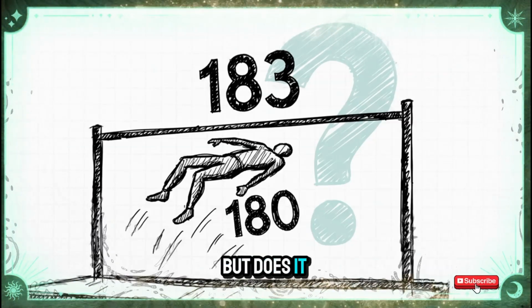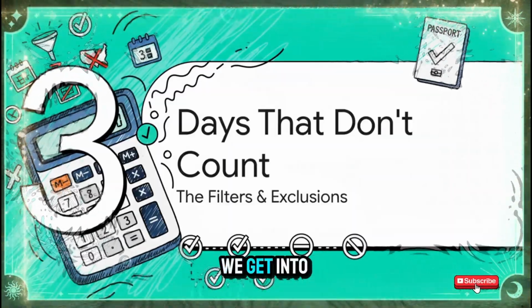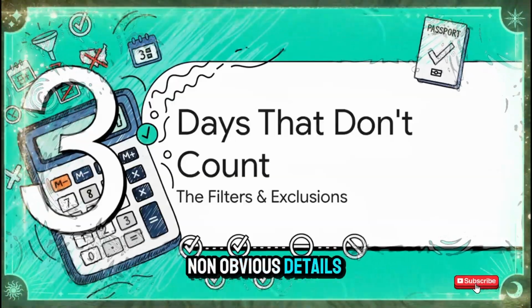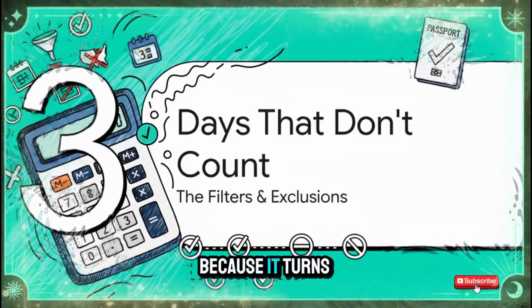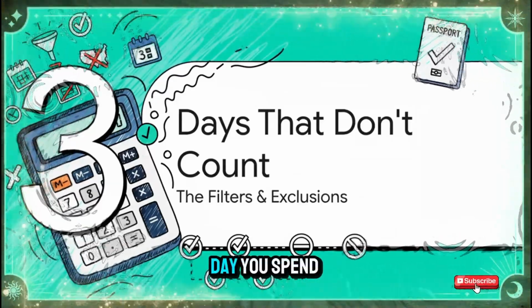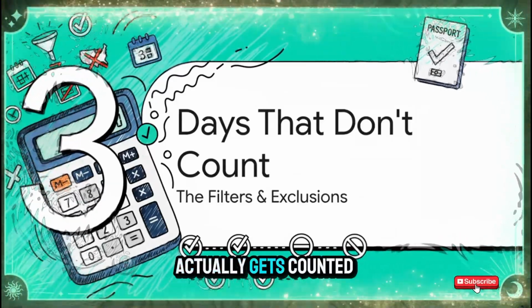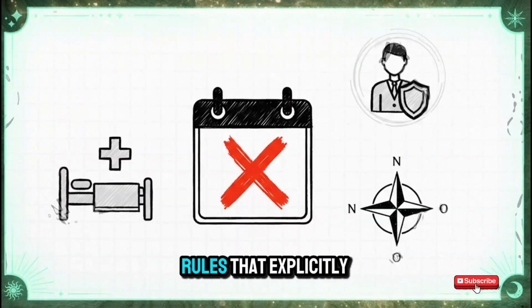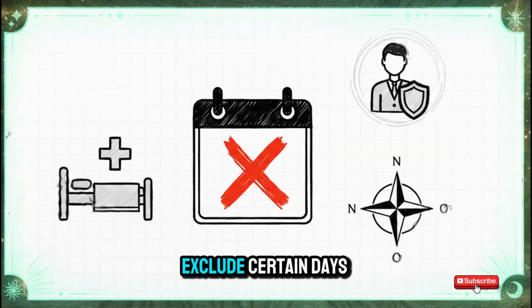But does it? Well, this is where we get into some of the really crucial, non-obvious details of this whole system. Because it turns out the calculator has filters. Not every single day you spend in the US actually gets counted by the formula. That's right, the IRS has rules that explicitly exclude certain days.